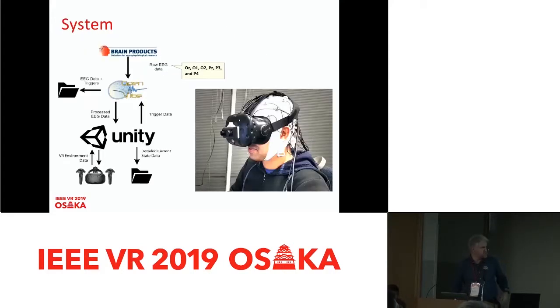So this is the system we put together. There's a person wearing a Vive with a brain cap on. We only use 6 electrodes out of the brain cap, so this is a Brain Products system, a very accurate system. We combine that with the OpenVibe software, which Anatole mentioned this morning, that allows you to process the EEG data and put that into Unity, and then had feedback from Unity when the person was in the training environment.